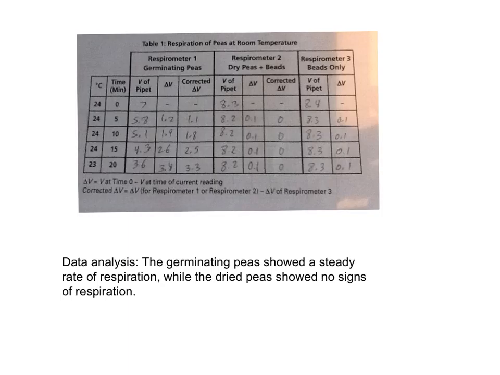Respirometer 2 shows dry peas and beads, and the beads were only there to match the volume of the peas in respirometer 1 because the dry peas were smaller. So what we were shown in respirometer 2, however, was that they were not respirating because there was no change throughout the whole time. Respirometer 1 gave us the best results because, as you can see, the volume in the pipette decreased each time as we took measurements. From our data analysis, we can basically conclude that the germinating peas showed a steady rate of respiration, while the dried peas showed no sign of respiration.